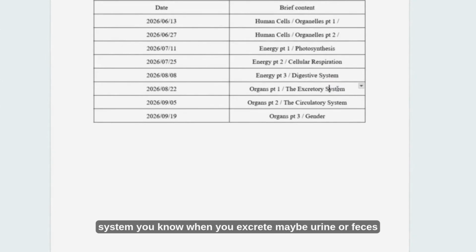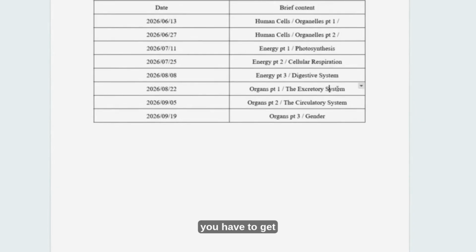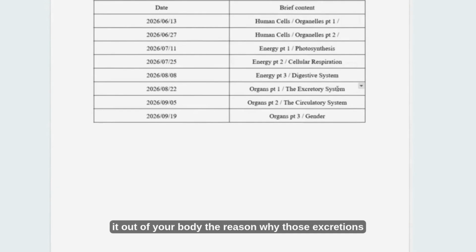When you excrete, maybe urine or feces, you have to get it out of your body. The reason those excretions are smelly is because they contain stuff that might be bad if it piles up inside your body, so the body lets it out. So we're going to talk about what the kidney and liver do and how they exactly filter out these harmful substances from our body.